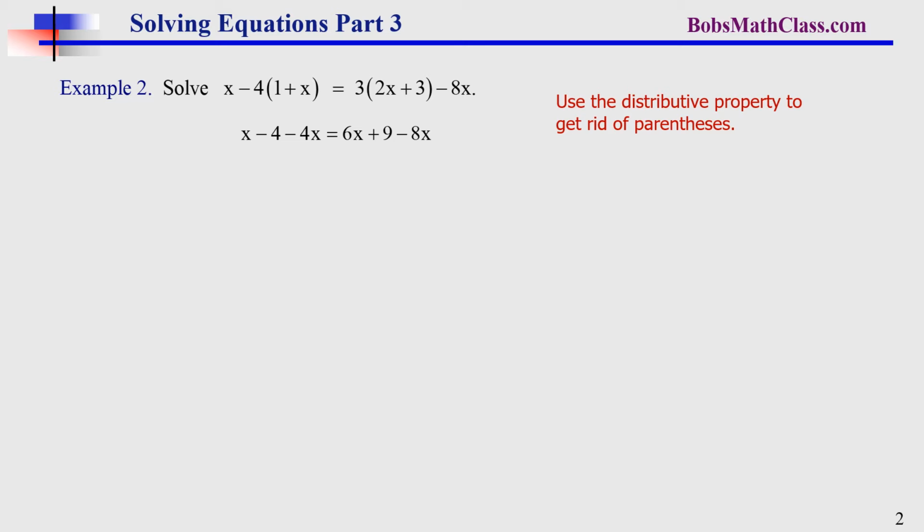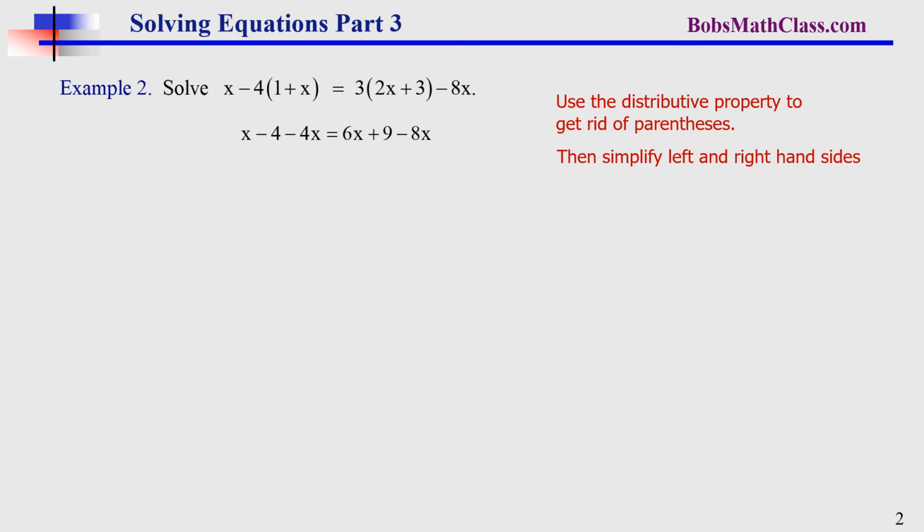Okay, so on the left side, negative 4 times 1 is negative 4. And negative 4 times x is negative 4x. On the right-hand side, 3 times 2x is 6x. And 3 times 3 is 9. And then bring down the minus 8x, and the x that's in front of the minus 4, bring that down as well. Now our next step is to add like terms.